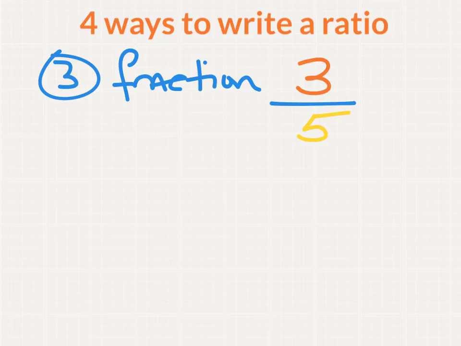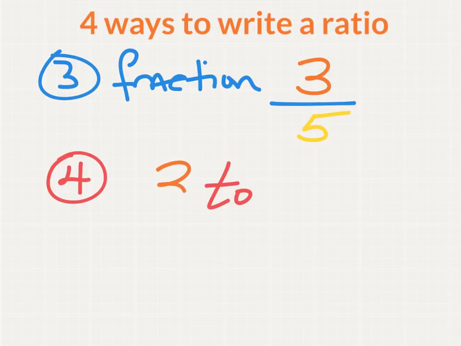Finally, the fourth way to write our ratio is using the word to. It's very similar to when we use the colon, only now we actually use the word to, T-O, so that we could have 3 oranges to 5 bananas, written just like this.